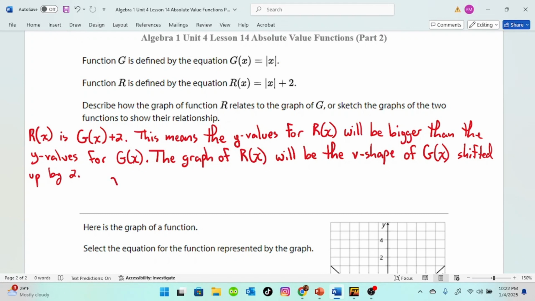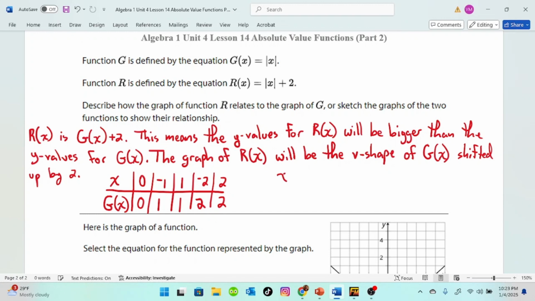First, I'll make a table where I have x and I have g of x. So if x is 0, then g of x is 0. If x is negative 1, then g of x is 1. If x is positive 1, g of x is positive 1. If x is negative 2, g of x is 2. If x is positive 2, then g of x is also positive 2.